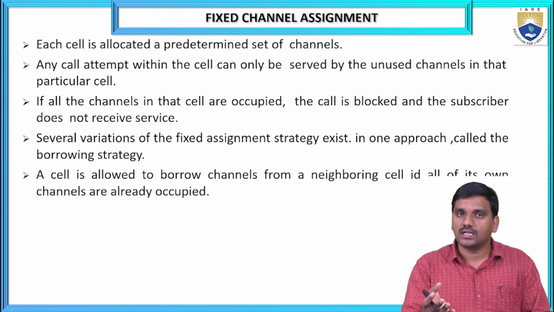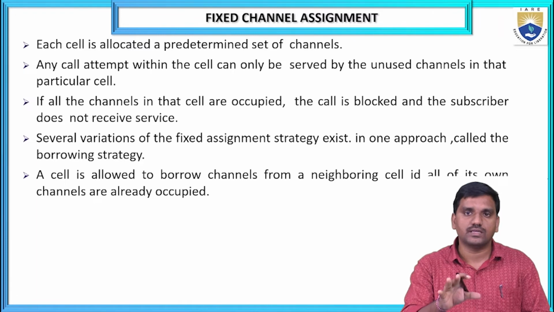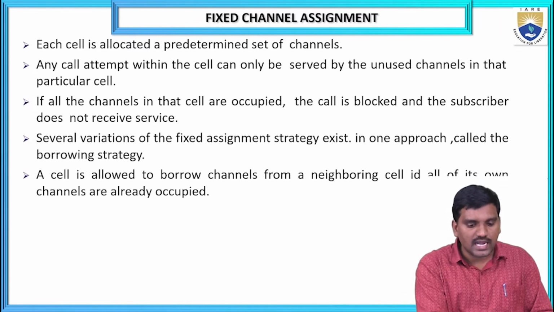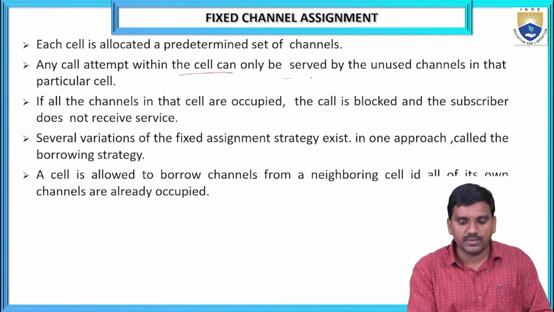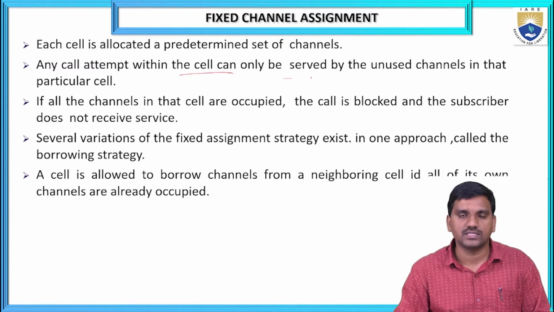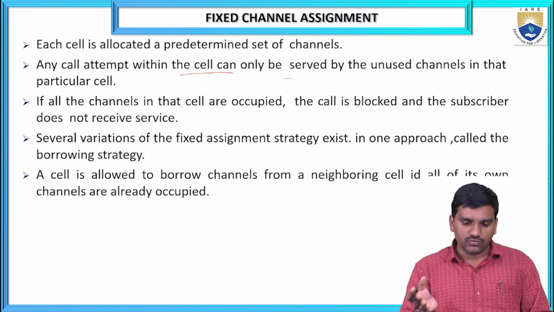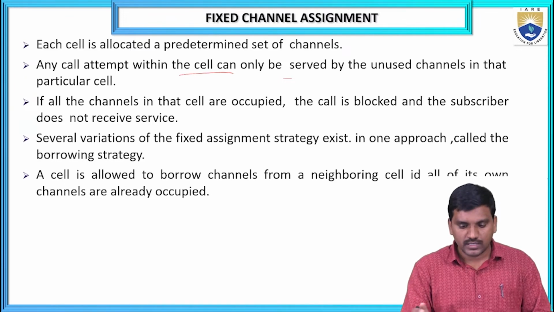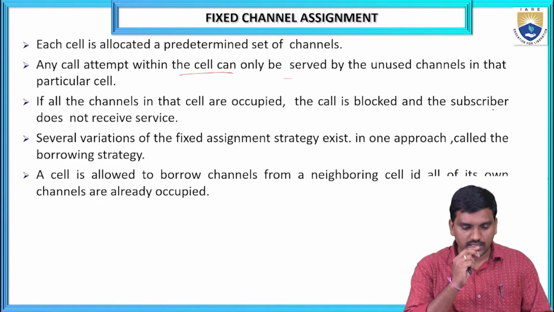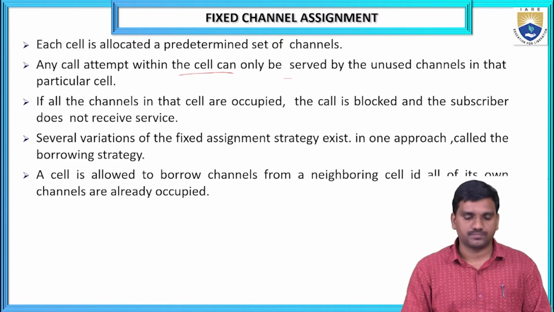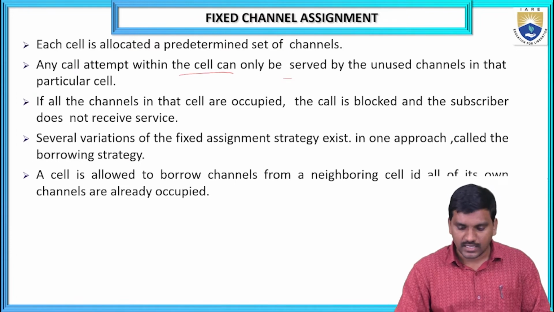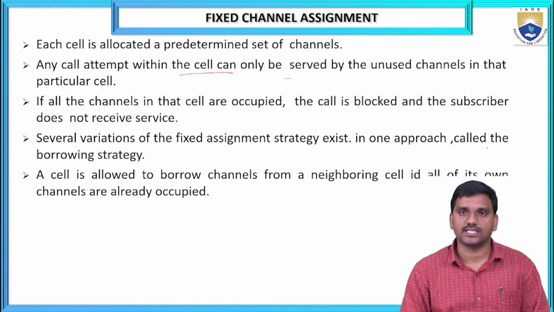Now, each cell is initially fixed for some n number of channels only. So any call attempt within the cell can only be served by the unused channels in that particular cell. If all the channels in the cell are occupied, the call is blocked and the subscriber does not receive any service. Next, several variations of the fixed assignment strategy exist, and one approach is called the borrowing strategy.